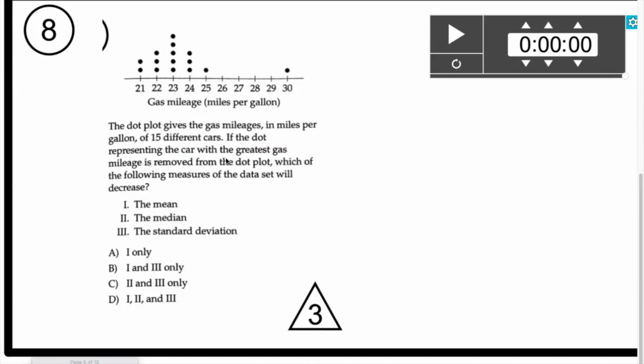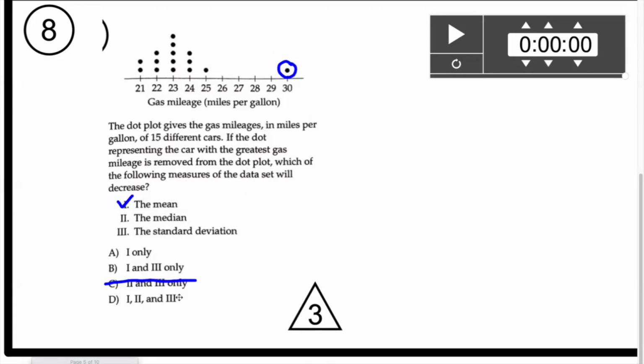So the greatest gas mileage, if this one is removed, let's look at the mean first. If you get rid of the highest value, the mean is going to go down, the opposite of dropping your lowest test score, right? You drop your lowest test score, so your average goes up. Here, we're getting rid of the highest value, so the average should go down. Which of the following will decrease? So the mean definitely decreases.